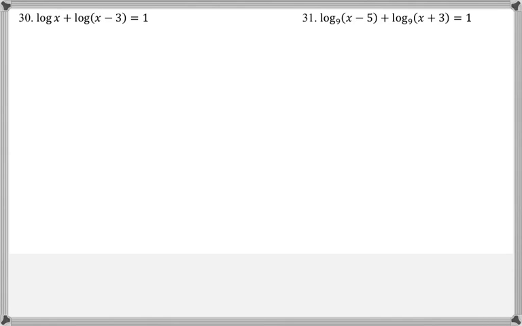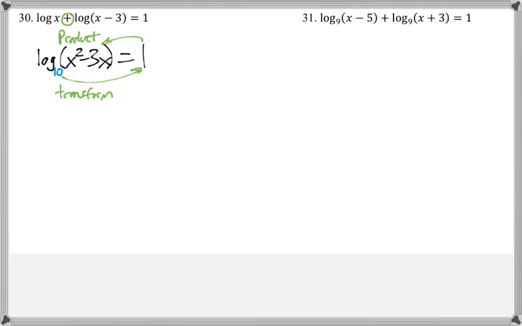For question number 30, I want to combine these logarithms using the product rule. So this will be log of x squared minus 3x. So I'm multiplying the insides. And then I want to transform this. We don't see a base here, and when we don't see a number, it's implied to be 10. So this transforms into 10 raised to the 1 is equal to x squared minus 3x.